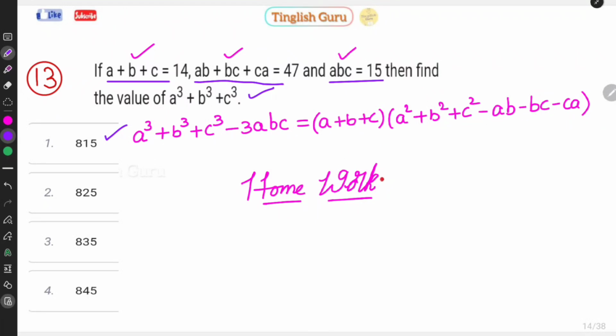Okay. So I gave you the formula and the given values here. So it is easy to substitute and find out the answer, and this is your homework. Write the answer in the comment section. Next bit.